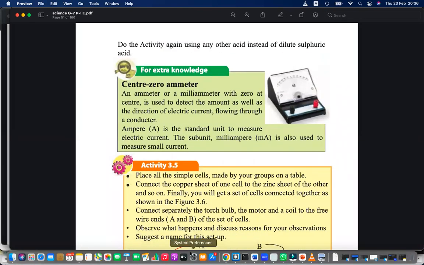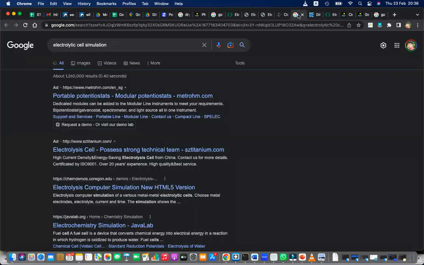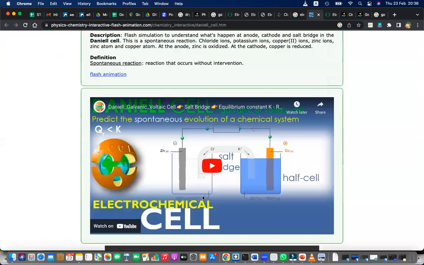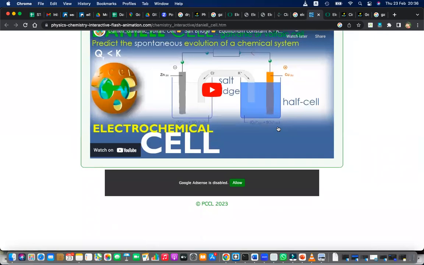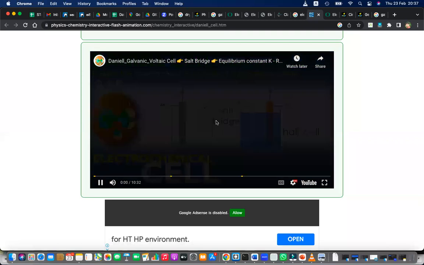Okay, so I'll give this. So please try to use this and get exposure. There is another cell. This is actually a video based one. This is again an electrochemical cell. One side zinc, other side copper. Let's watch the video. This is a YouTube one.